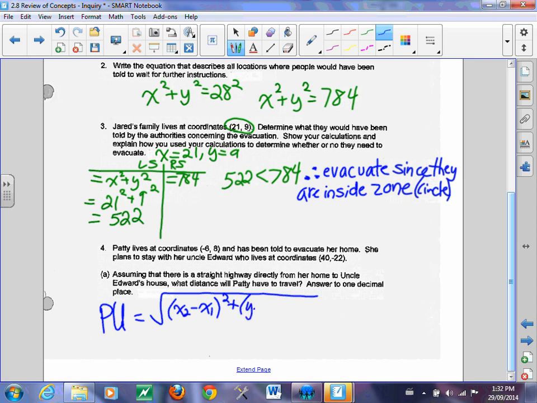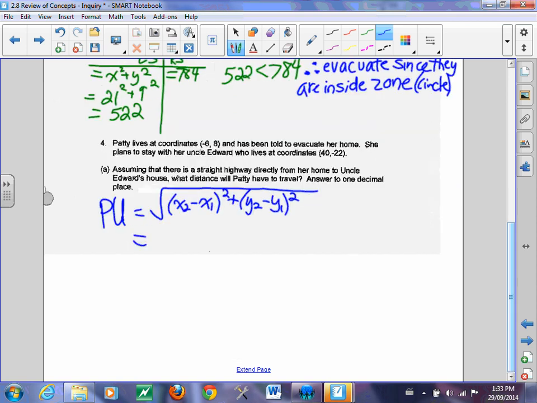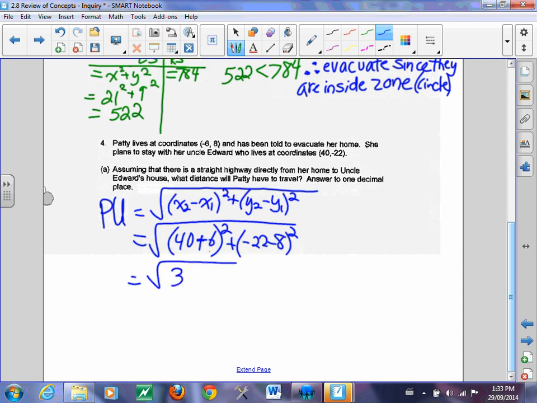All right, so we're going to use the distance formula for PU. Sub in our values, ladies and gentlemen. Hopefully you're getting very good at your substitution. And I always do my square root first. So you should have 40, subtract negative, which is plus 6 squared, plus negative 22 minus 8 squared. Simplify this, you should get 3016, and take the square root. It's approximately 54.9 kilometers. So do a therefore statement because it's an application there.